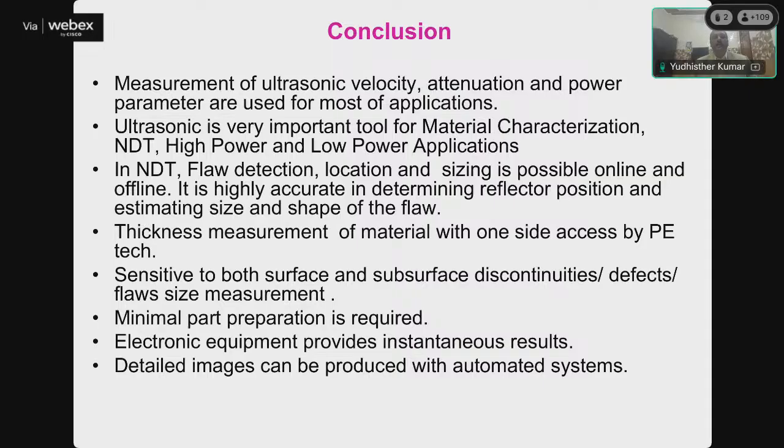Measurement of ultrasonic velocity, attenuation, and power parameters are used for most applications in ultrasonics. Ultrasonics is a very important tool for material characterization, NDT, and high power and low power applications. In NDT, flaw detection, location, and sizing is possible online as well as offline. It is highly accurate in determining the reflector position and estimating the size and shape of the flaw. Thickness measurement of material with one side accessible can be easily made by the pulse echo technique. It is sensitive to both surface and subsurface discontinuities or defects, and flaw size measurement is possible. Minimal part preparation is required for most applications. Electronic equipment provides instantaneous results, and nowadays detailed images can be produced with automated systems.